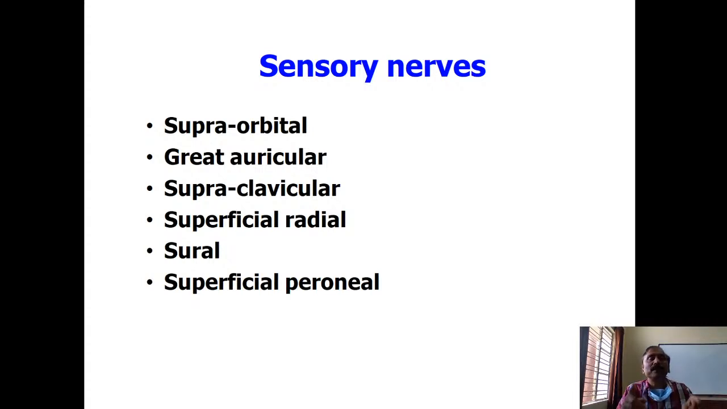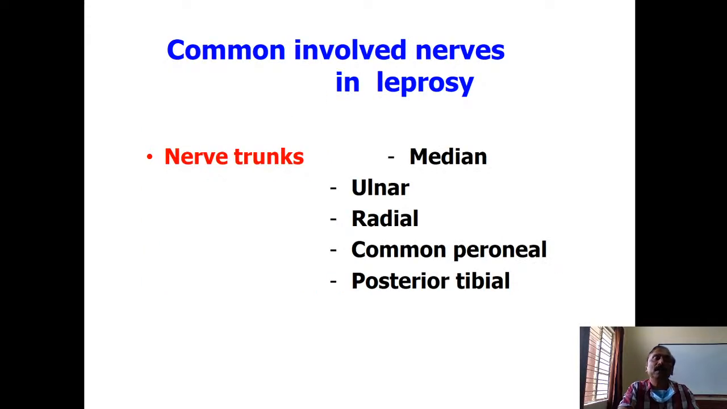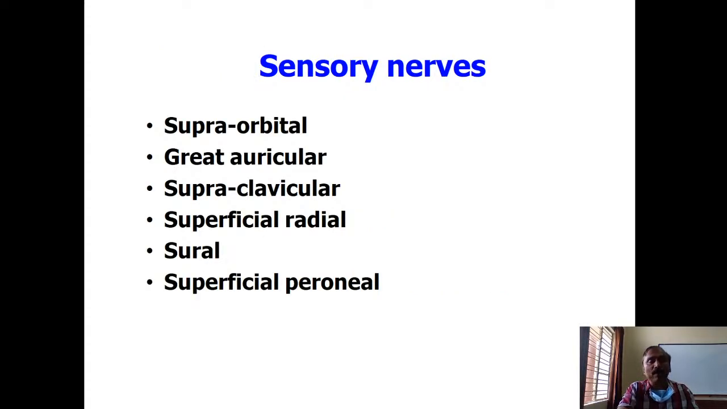Please note down this particular list of nerves. I'll again repeat: median, ulnar, radial, common peroneal, posterior tibial, supraorbital, auricular, supraclavicular, superficial radial, sural, and superficial peroneal. Please remember these nerves. You have to know all of them. When I ask you in the exam, please don't stutter for these. They should come automatically to you. These are the nerves which you have to palpate.